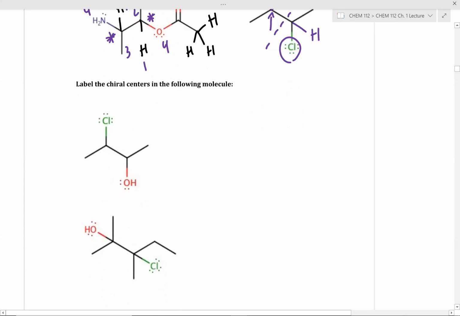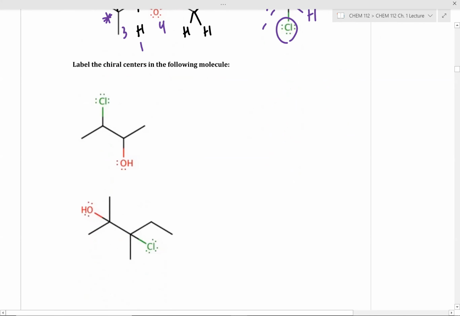Now, let's have you spend some time working on these next few examples, and I'd like you to identify all of the chiral centers in the following 2 molecules. So please pause the video at this time, and then we'll resume to discuss in about 2 minutes.